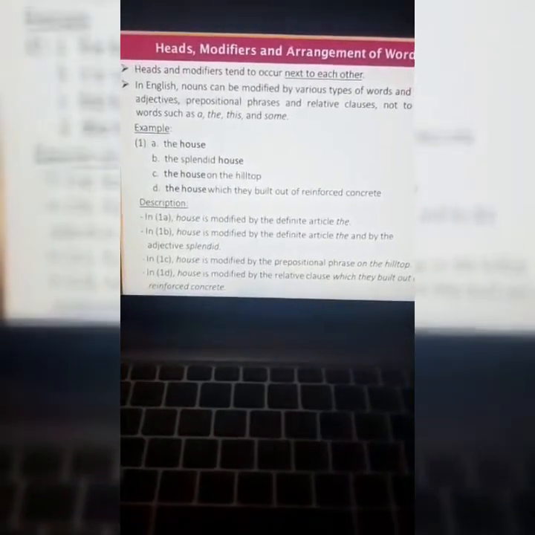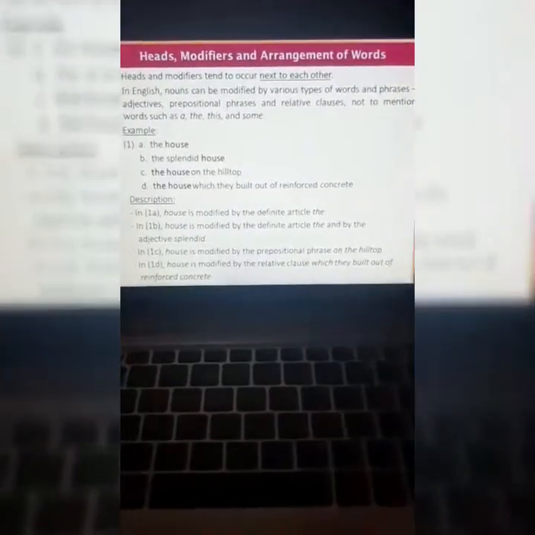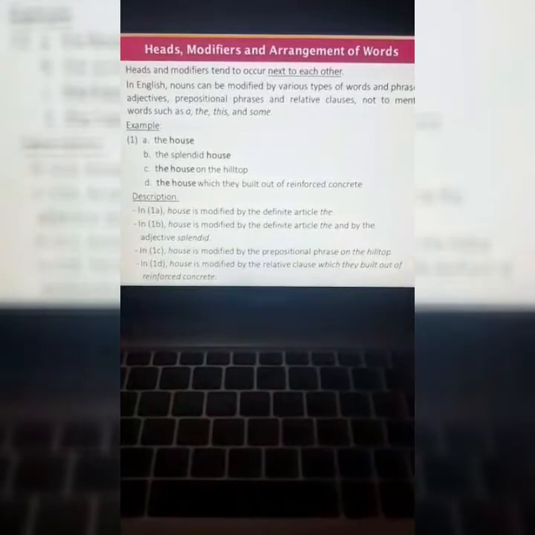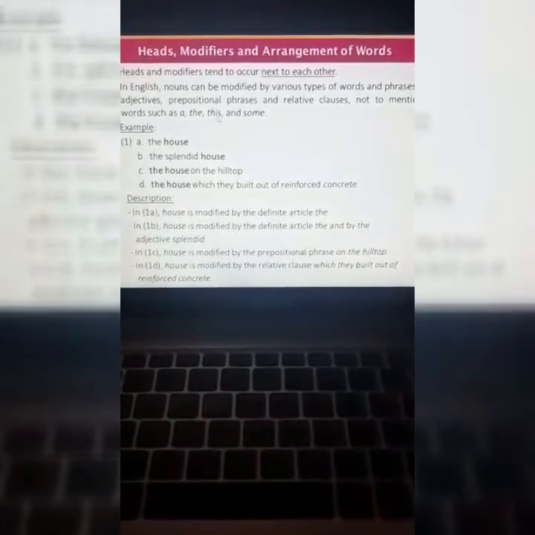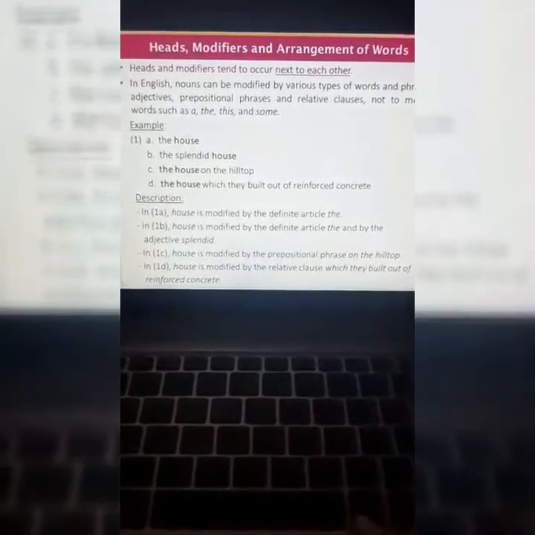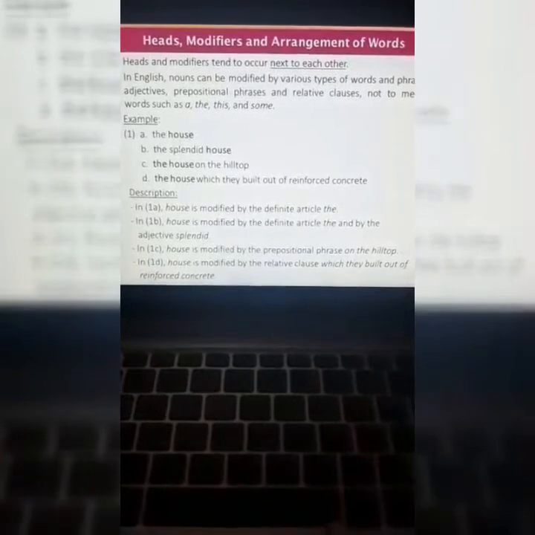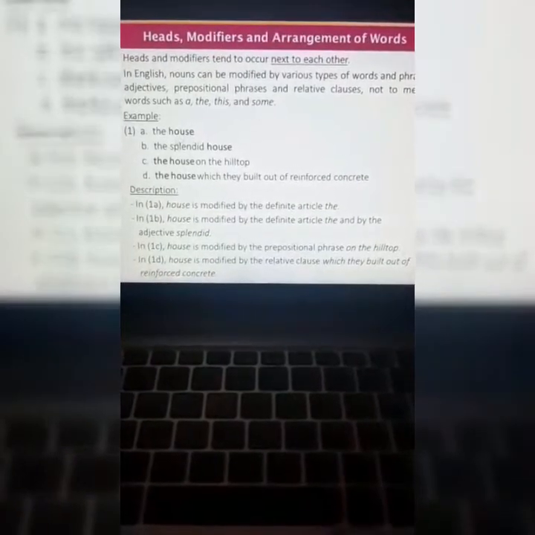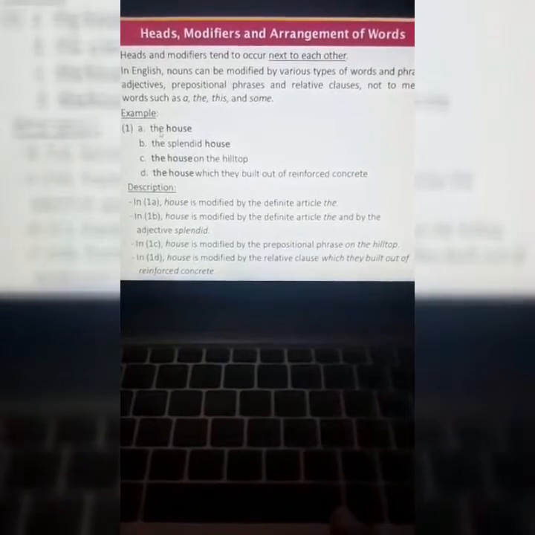In English, nouns can be modified by various types of words and phrases: adjectives, prepositional phrases, and relative clauses, not to mention words such as the, this, and some. For example, the house di sini ya. Mana headnya? Tentunya house. Kenapa? Karena kalian ingin menjelaskan house-nya. Modifiernya di sini kebetulan ada satu, adalah the.